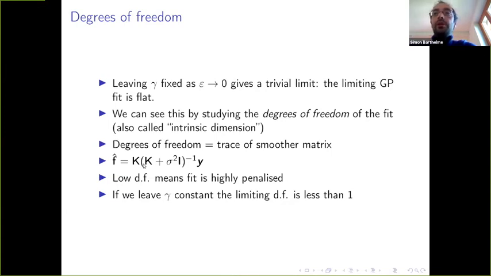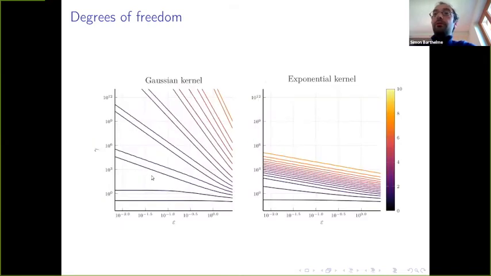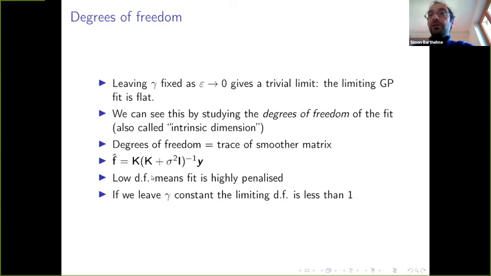Now, the degrees of freedom of the smoother matrix tells you how highly you penalized. If you have low degrees of freedom, that means essentially projecting the data to a very low dimensional space, so the fit is very penalized. If you have close to n degrees of freedom, you just recover your data, and the fit is completely unpenalized. So high degrees of freedom, less penalty.